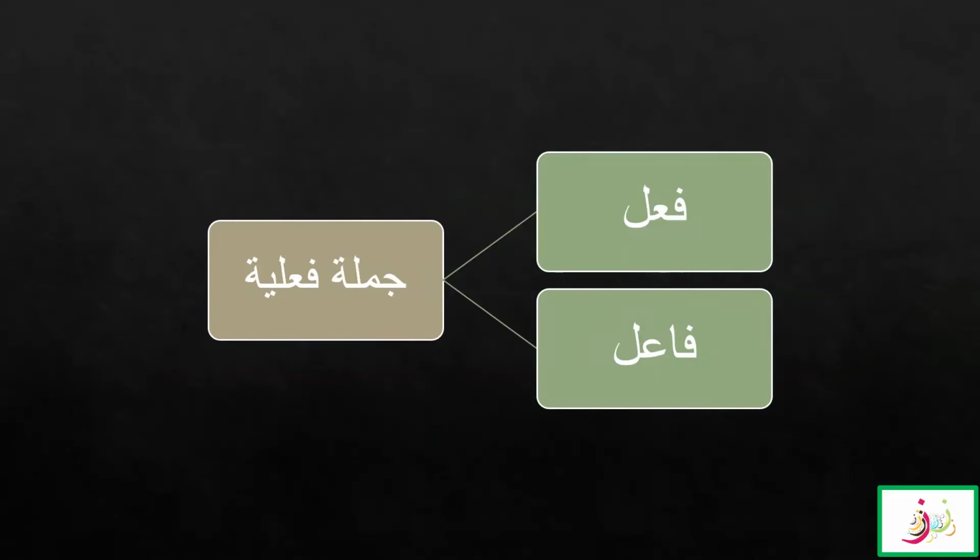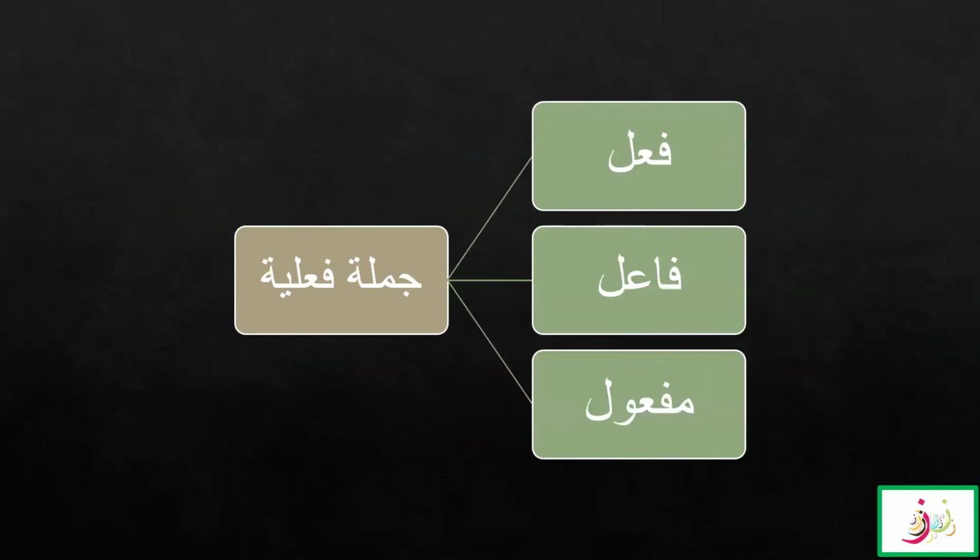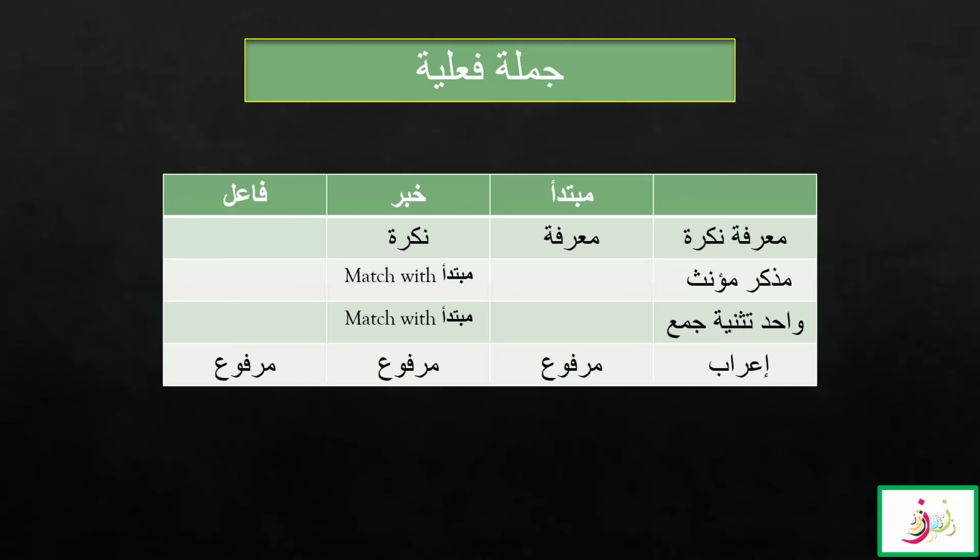Jumla fa'liya, again, has two main components, fa'il and fa'il, and we can add more like maf'ool, zarf, and other things. So here we learned that mubtada and khabar should be marfu in state, and we also learned that in jumla fa'liya, the fa'il is marfu. We know that the khabar matches with the mubtada, but it should remain nakira, while the mubtada is always marifa, that is definite.